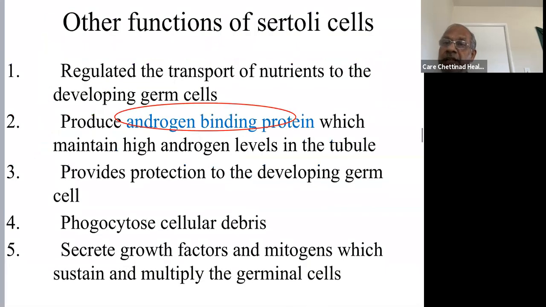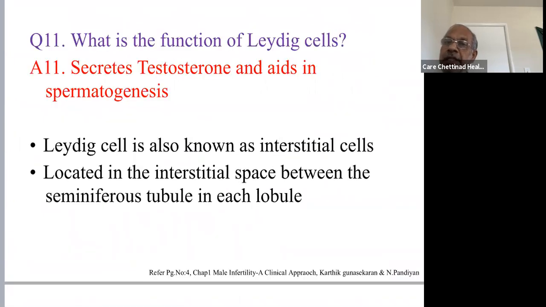The Sertoli cells also transport nutrients to the developing germ cells, and they transport androgen by using the androgen binding protein. Leydig cells, as I mentioned before, secrete testosterone and aid in spermatogenesis. Both FSH and LH are essential, and a high intratesticular concentration of testosterone is essential for sperm production.